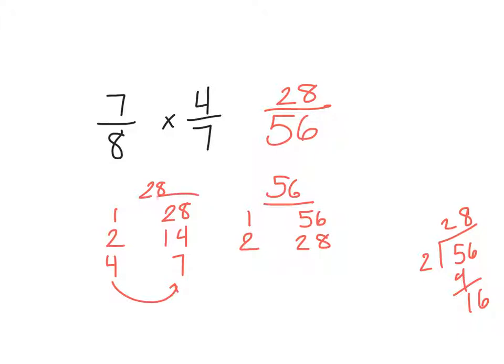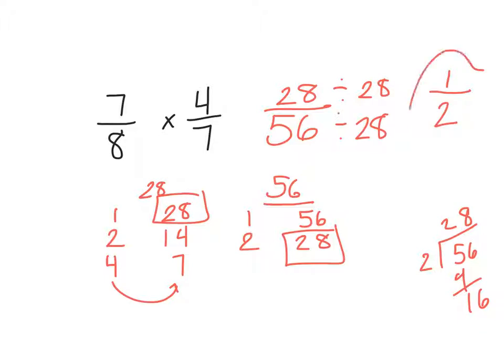I can see right here that they're both divisible by 28, and that that's going to be the greatest number they're both divisible by. Well, 28 divided by 28 is obviously 1. 56 divided by 28, well, I just did 56 divided by 2 and I got 28. So I know that my answer is 2. So 1/2. Look at that. Now, I also could have, let me see if I can erase a little area to show you this.